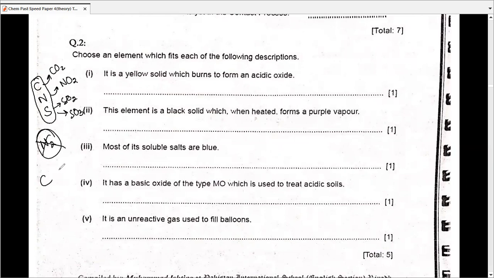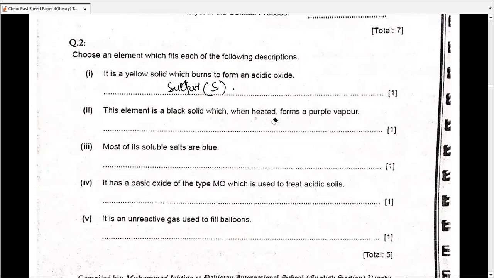Carbon exists usually in the form of coal or diamond, whatever the forms are. They are usually black in color. Sulfur is the only solid that is yellow over here. So yeah, it is sulfur. Now, since there are no options, you may write the name or you may write S, whichever one is correct.